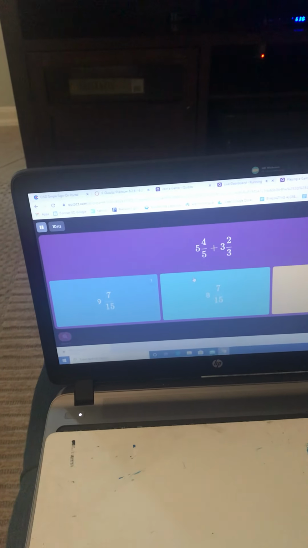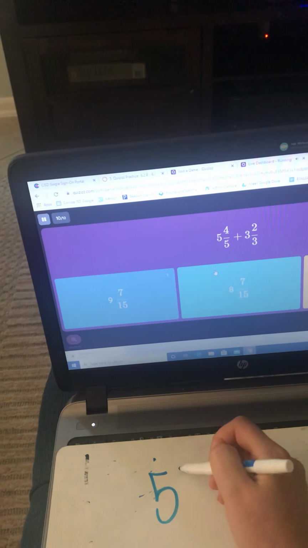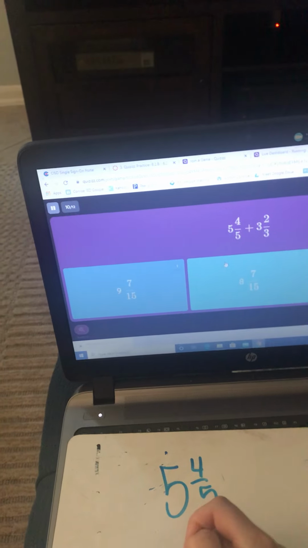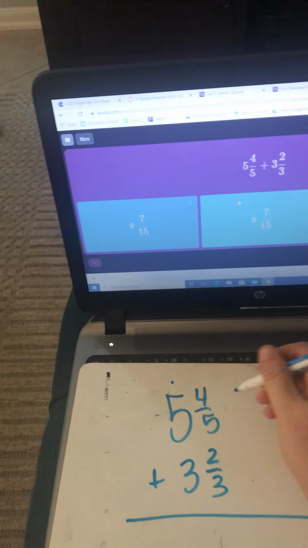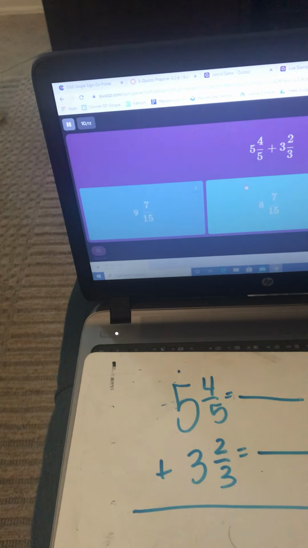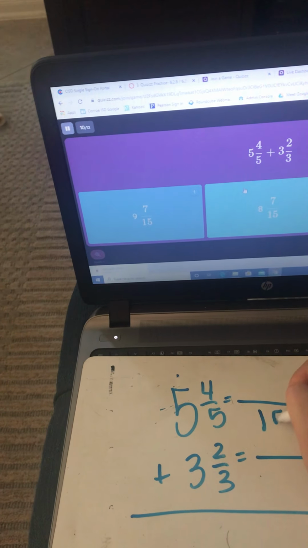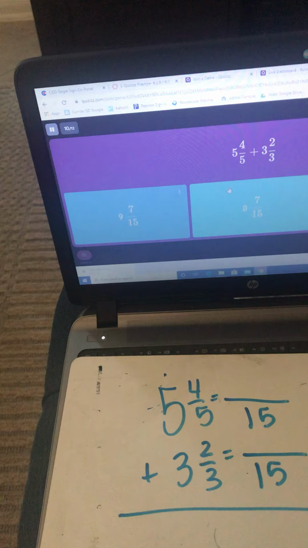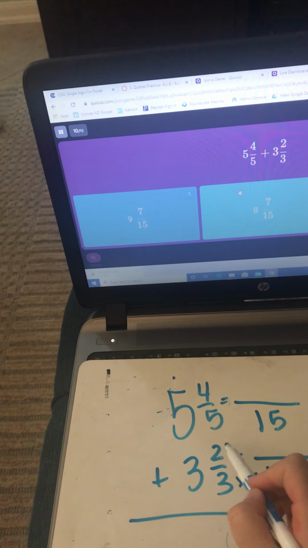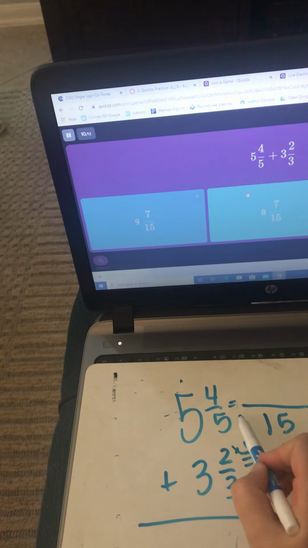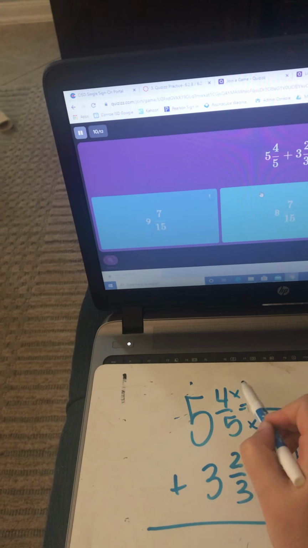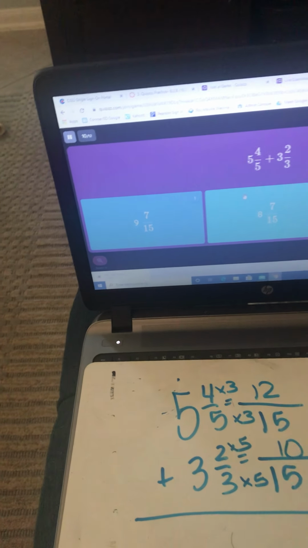Number 10, I have 2 mixed numbers I need to add, 5 and 4/5 plus 3 and 2/3. Remember from last week, it's really important to find common denominators. I'm going to use 15. 3 times 5 is 15, so 2 times 5 is 10. Here, 5 times 3 is 15. 4 times 3 is 12.